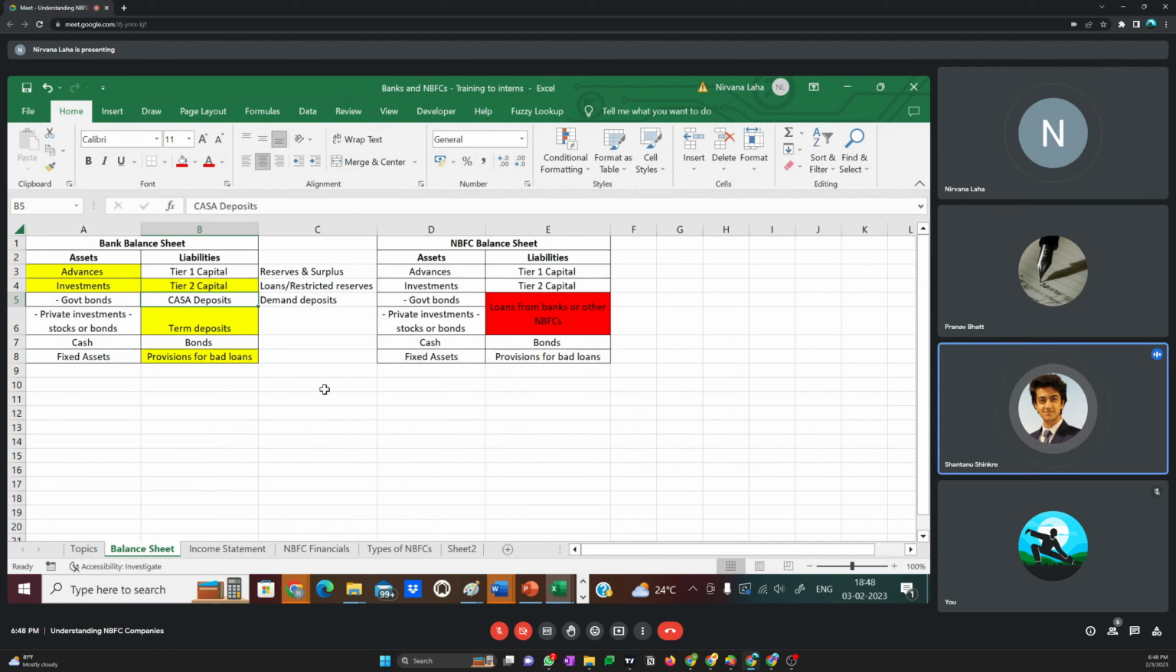Is it 8-9%? Uh, 4%. Savings account? No, not savings. Savings is 3% or 3.5%, or if the bank is feeling very generous, then 4%. Yeah.